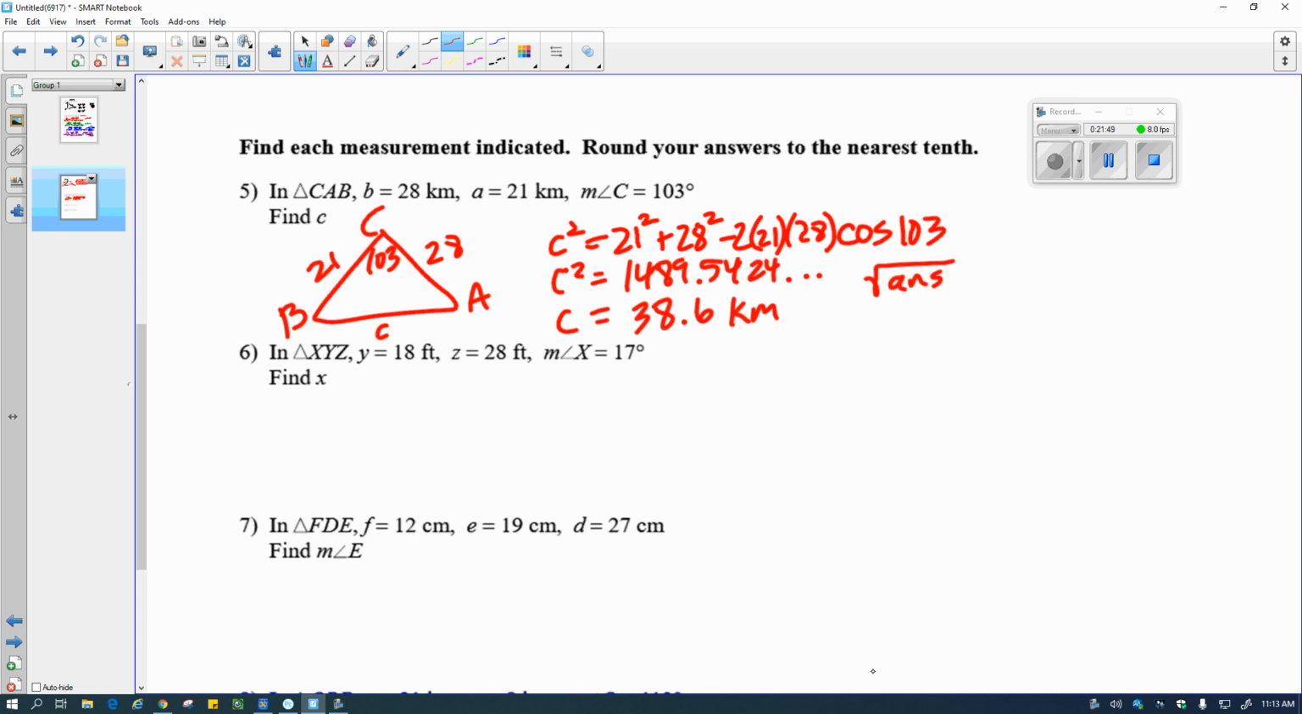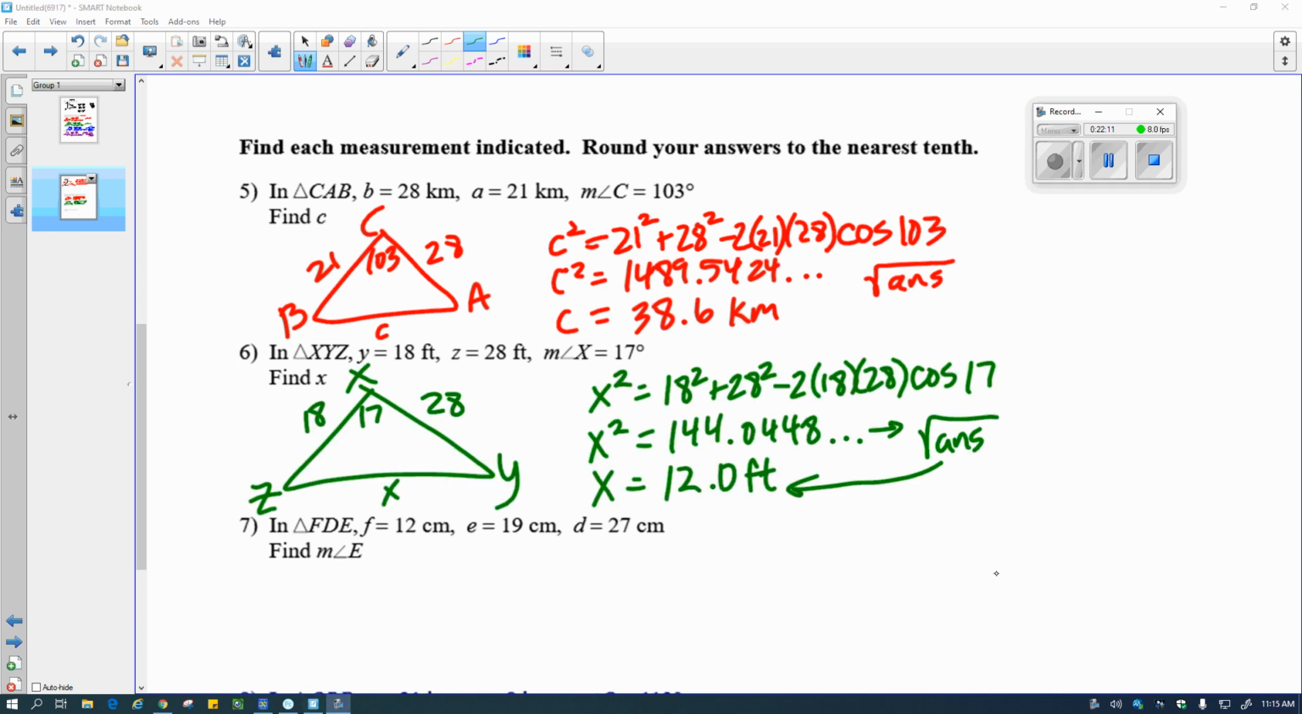Okay, so problem number 6, again, is just like number 5, and I'm going to have you run through that one on your own as well, and then we'll revisit when we're done. So give it a try, see what happens, and then we'll move on to finding the angle, which is a little bit different. Okay, so again, your goal should be to get that 12.0 feet, or just 12 feet.